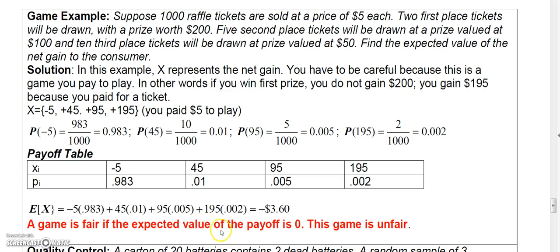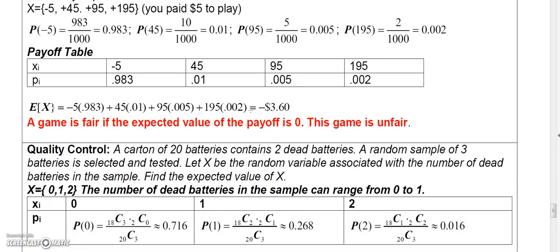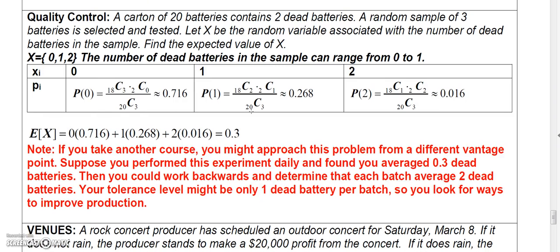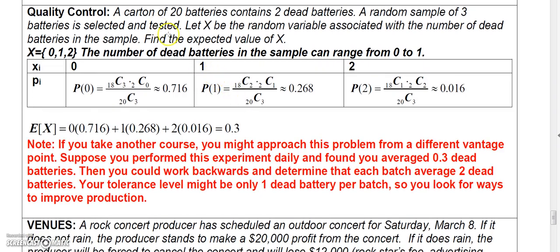Now, if the payoff had been 0, this would be called a fair game. But since the payoff is not 0, the game is unfair. It's obviously slanted toward the people that are running the game. And that's generally the way things are going to work, especially in casinos.